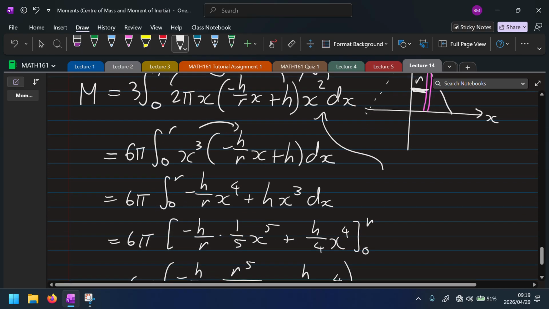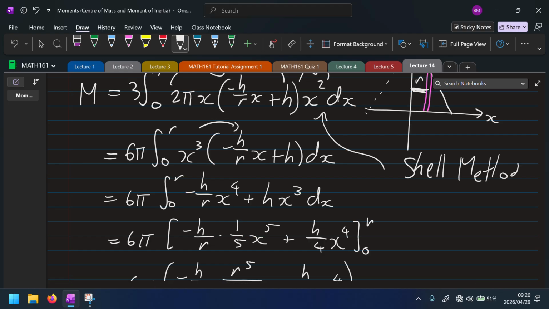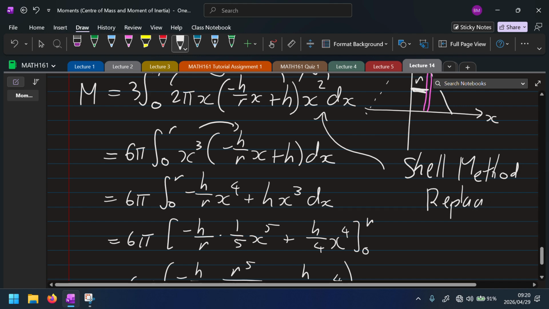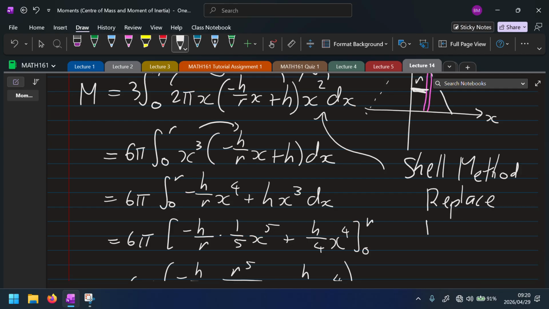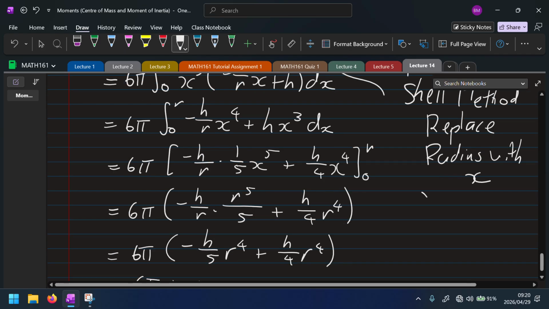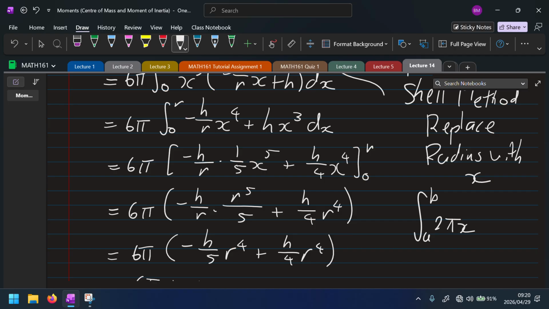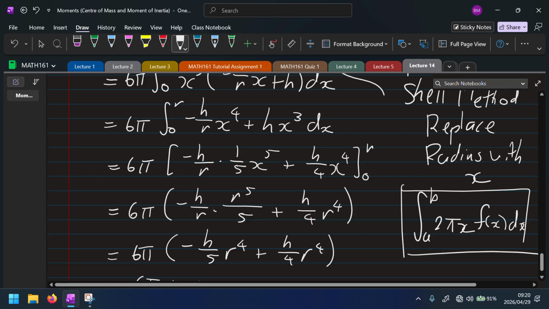Yeah, so here, let's just write this out. So shell method. Replace radius with x. So you got the integral from a to b. 2 pi r is 2 pi x. The height of the function is f, dx, right? We did that for the shell method. Okay. Any other questions for this one?